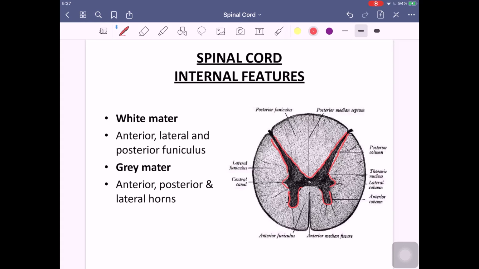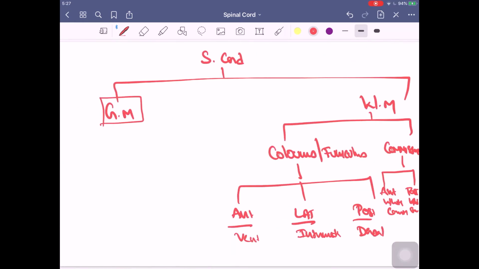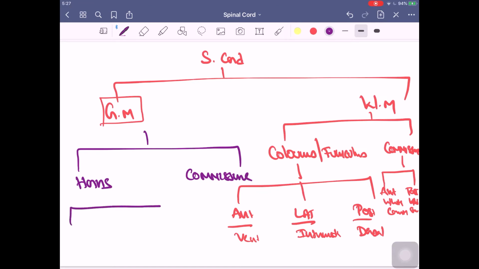So this is the centrally located butterfly shape gray matter. Now this itself is divided. Again, the division of the gray matter, just like your white matter, is different: instead of a funiculus or column, you have horns and commissures.